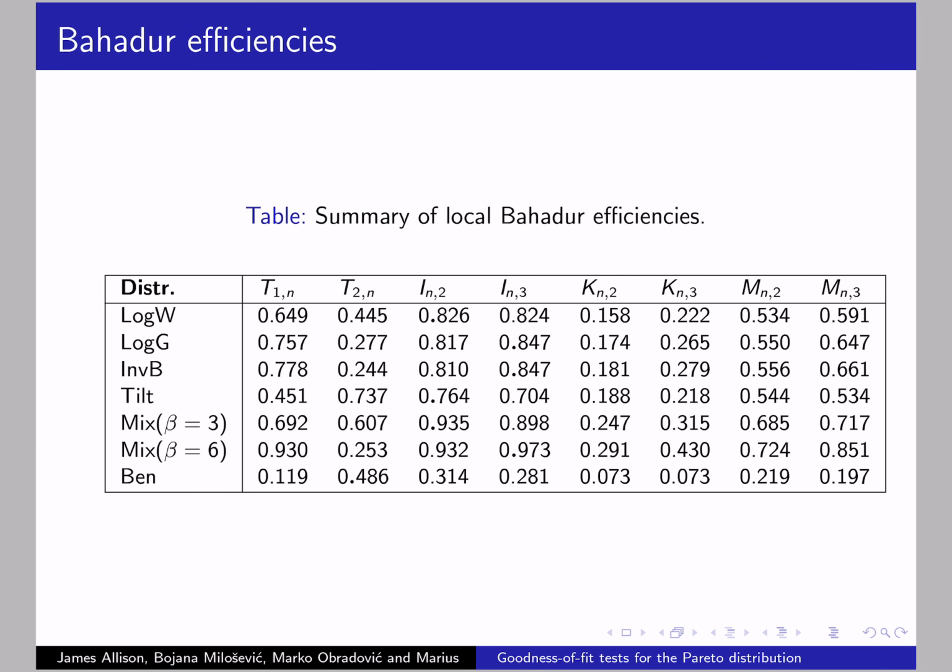So next we will consider the table containing a summary of the local Bahadur efficiencies of the newly proposed tests, and from this table it is clear that the integral type test Inm has superior local Bahadur efficiencies for the alternative distributions, and that the new Kolmogorov-Smirnov type test is the least efficient of the tests under consideration. We have also found that values of either m equal to 2 or 3 lead to the highest efficiencies in general for the newly proposed tests.